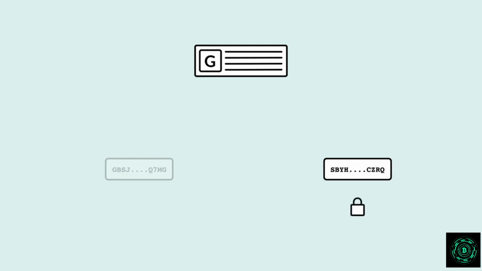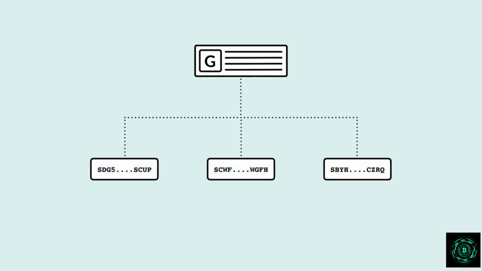It's kind of like the combination to a lock. Anyone who knows the combination can open the lock. You can also set up what is called multi-signature accounts, requiring the signature of multiple secret seeds to authorize transactions.